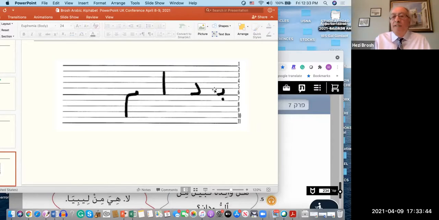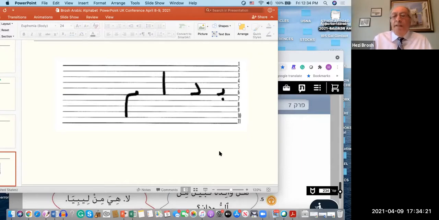Ba is 1 subline, and it's from line 5 to line 6. Dal is 2 sublines, from line 4, diagonal, curve, short stroke on line 6. Alif is 4 sublines, from line 2, perpendicular to line 6. And the meem is the same thing, but shifts downward. So the proportion is really very important.